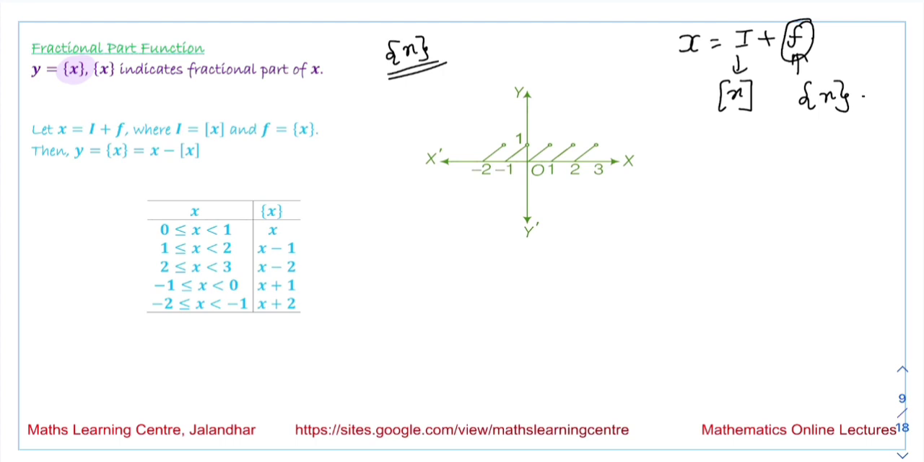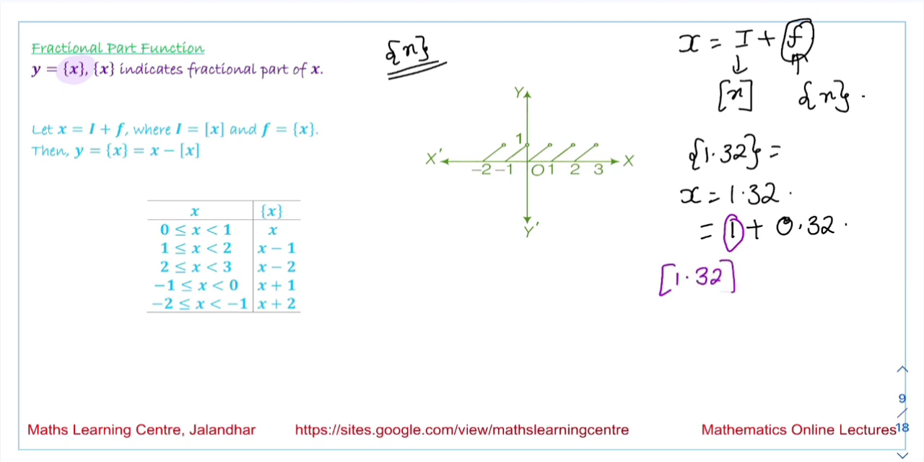So suppose I am talking about what is the fractional part of 1.32. The number x we have is 1.32. We can write this as 1 plus 0.32, where 1 is the greatest integer function of 1.32, that is equal to 1. So this value 1 is from here, and this remaining part that we have is actually the value of the fractional part of this function.